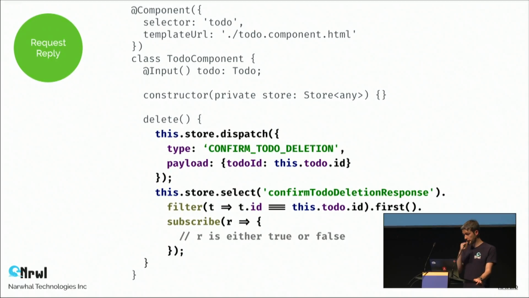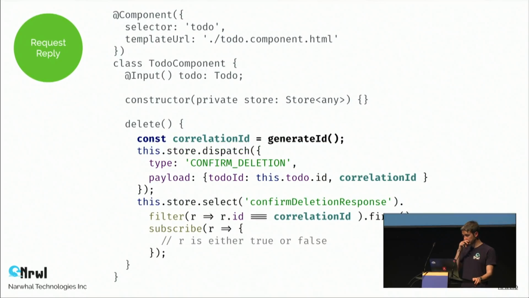So here I'm using select again to query the subset of the application state. And note I'm using the to-do ID to find the right response. By the way, IDs used in this particular fashion are often referred to as correlation IDs, because we use them to correlate our requests and our replies. And usually an entity ID, like a to-do ID, works really well for this kind of stuff. But when it doesn't, and sometimes it doesn't, we can always generate a synthetic one, like this. So here we generate an ID which is distinct from the to-do ID.